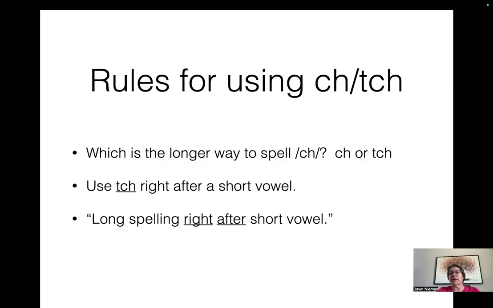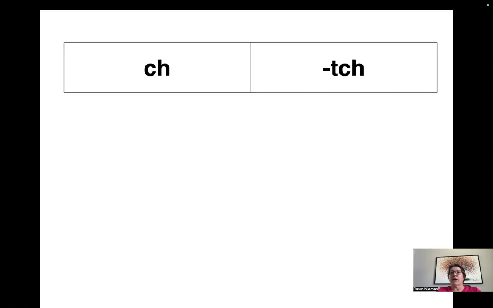And just like CH makes the ch sound, TCH also makes that same sound. You're going to use TCH if it comes right after a short vowel, right? Remember, that was our little jingle when we had done K and CK. So you may want to give them two columns, CH and TCH, and model for them first. This is the I do portion.